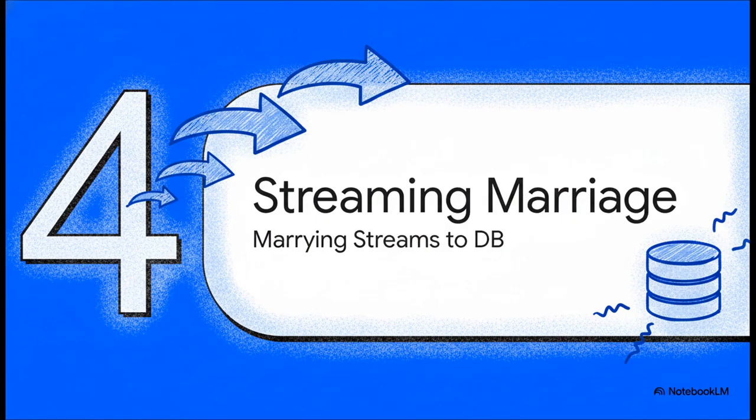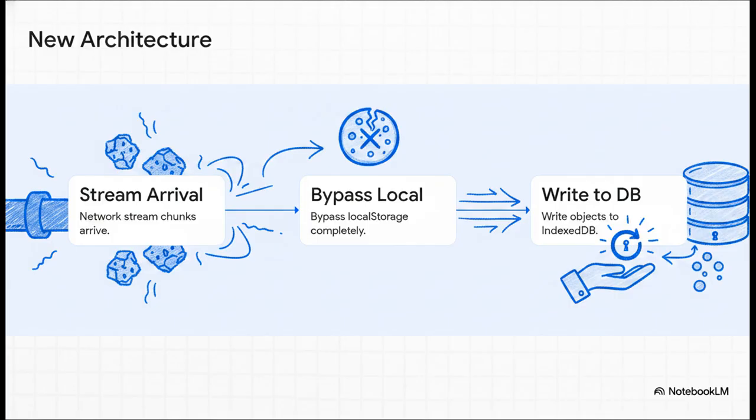Section 4, the streaming marriage. Now, knowing about IndexedDB is one thing, right? But how do we actually hook it up to a high-volume data pipe without just creating a different bottleneck? Well, following Margaret's blueprint, Timothy realizes he doesn't have to wait for the whole stream to finish before he saves it. As step 1 happens and those network chunks arrive, for step 2, he just bypasses local storage entirely. The cookie jar is out.